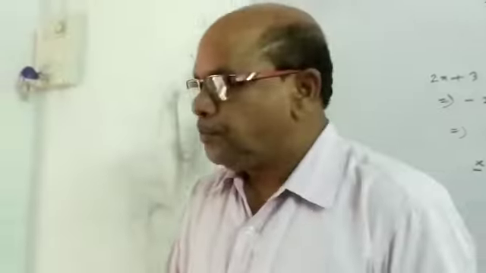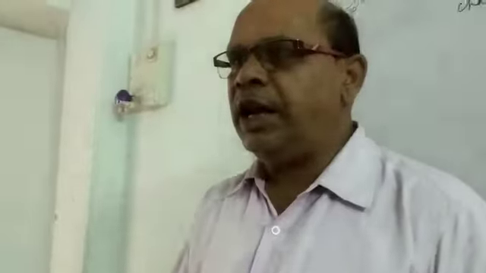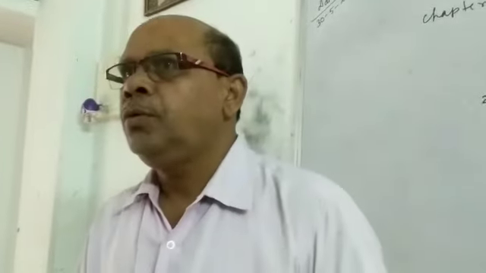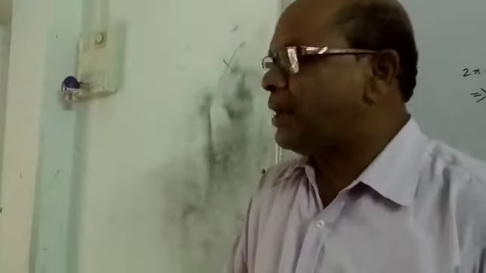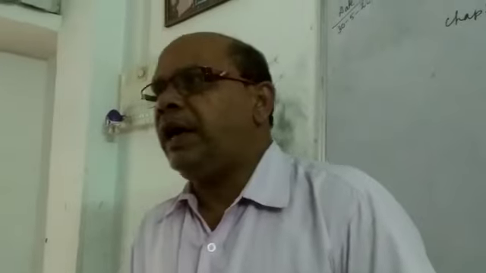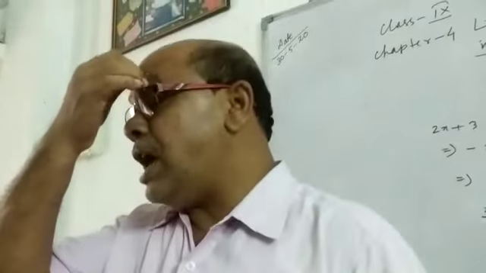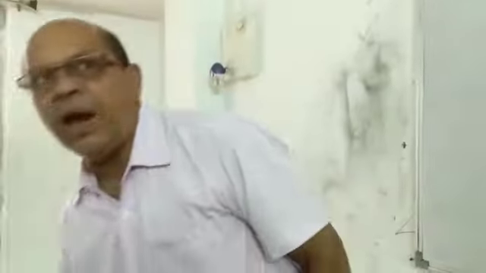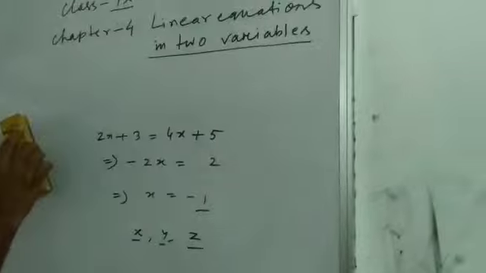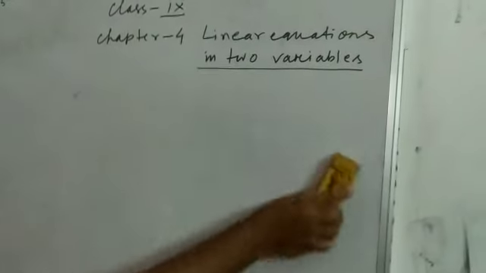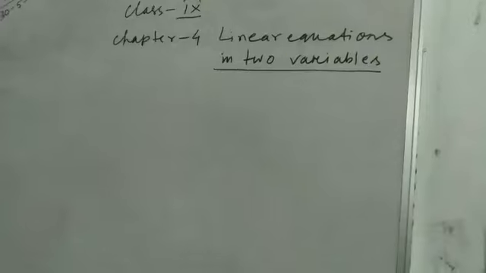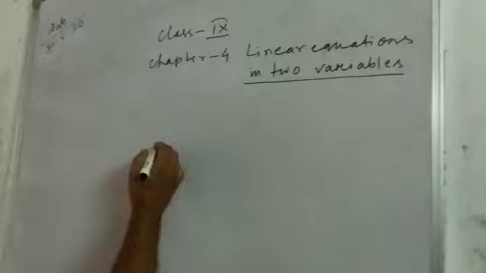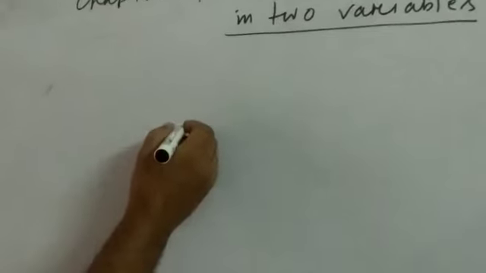But now you will learn about the linear equation in two variables. I will give you one example of what is the use and how we form a linear equation in two variables. Suppose, for example, in one international cricket match, two Indian batsmen together scored 100 runs.